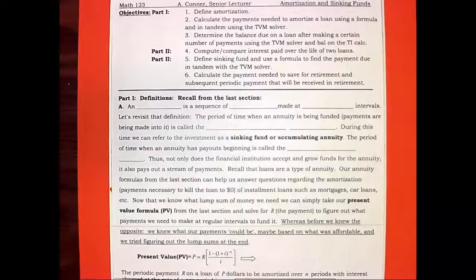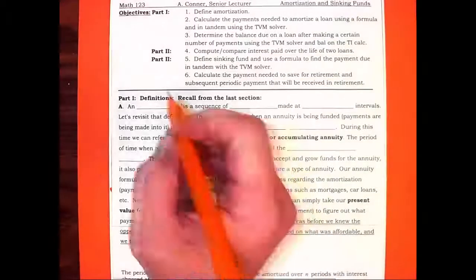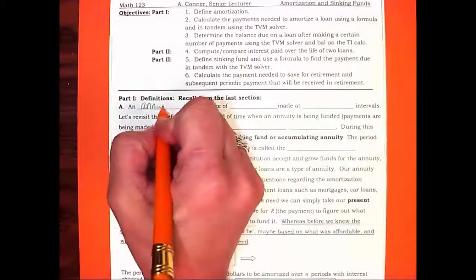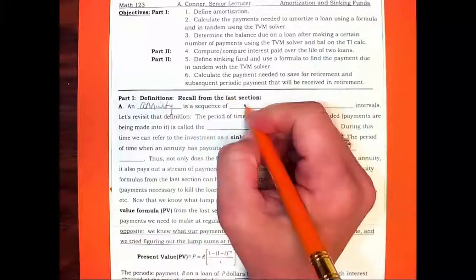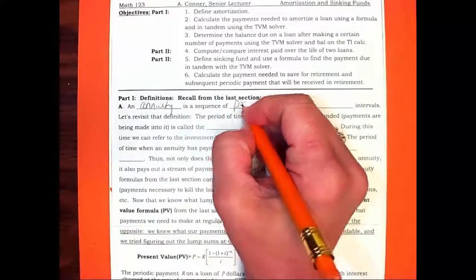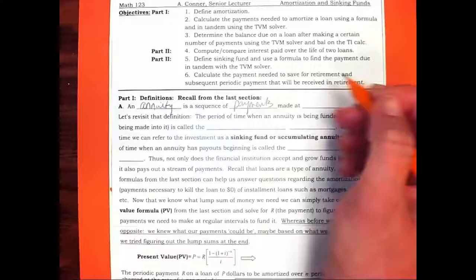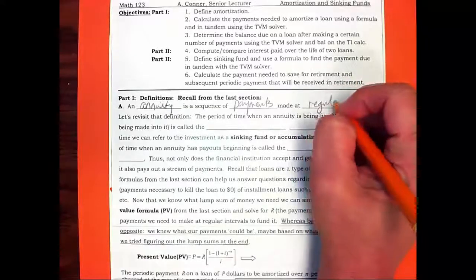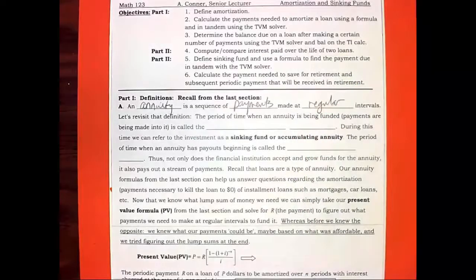Taking a closer look at annuities in terms of amortization of loans and sinking funds. Revisiting the definition of annuity: an annuity is a sequence of payments made at regular intervals. Now we're going to classify an annuity in two different phases.